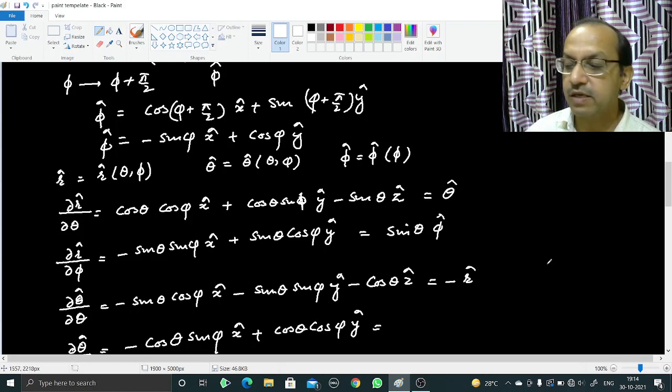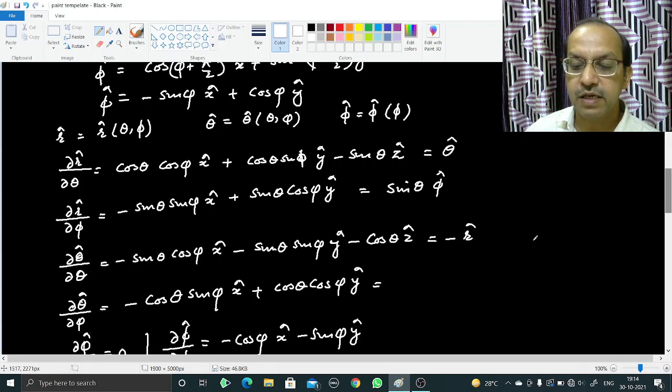So what is this one? Now this one you can see it is minus sin phi plus cos phi. Or you can say if I take this cos theta common, it will be phi cap. What is this one? Cos phi x cap minus sin phi y cap. So I cannot convert this thing with phi cap.